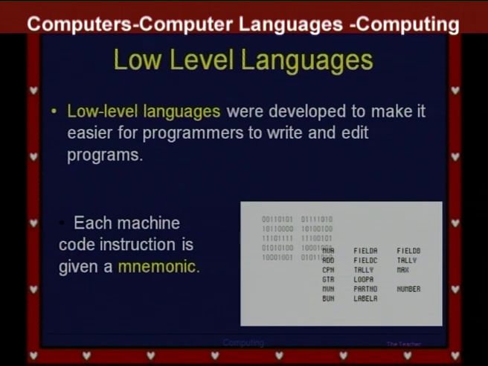Again they may ask the question, what is low level language? So you can say it was developed to make it easier for a programmer to write and edit programs. Suppose we have only machine language, that is 0 and 1, 0 and 1. As a human, if I see 0 and 1, I can't understand anything, right? So if I want to communicate with the computer, I need to give some query.